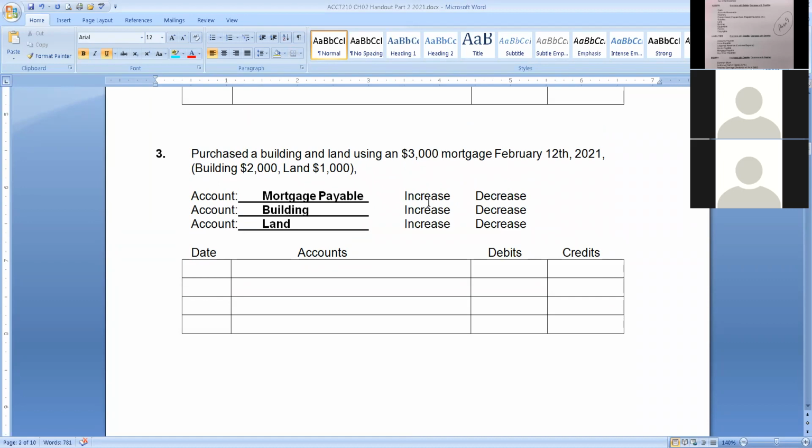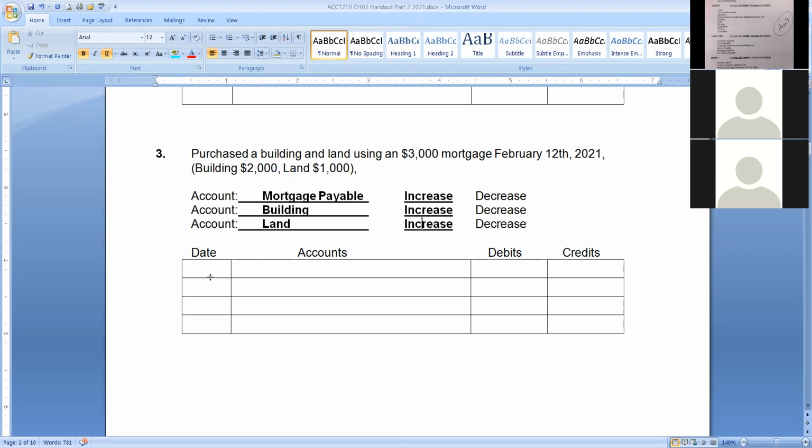And we talked about this before already, but mortgage payable, is it going up or down? Do we owe more money or less money? We owe more money, so it's going to increase. Building, going up or down? Up. And land, also going up. So these are all increasing. The mortgage payable is going up, the building's going up, the land's going up. These are all going up.